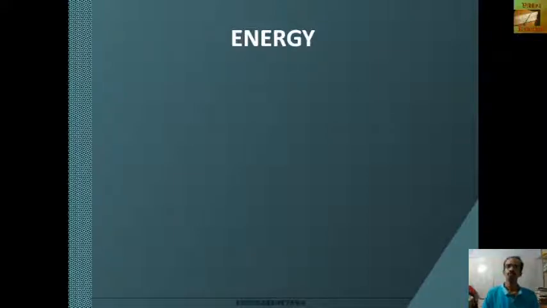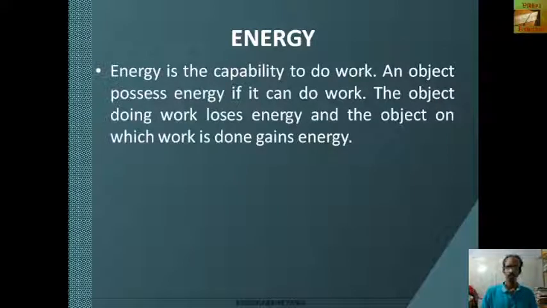Now we can see what energy is. Energy is the capability to do work. That is, without energy, we cannot do any work. An object possesses energy if it can do work. The object doing work loses energy and the object on which the work is done gains energy.